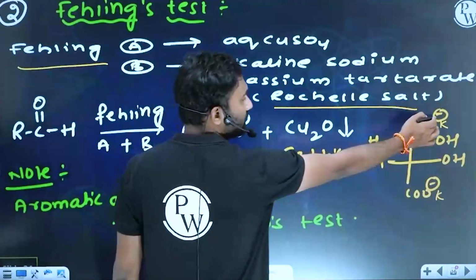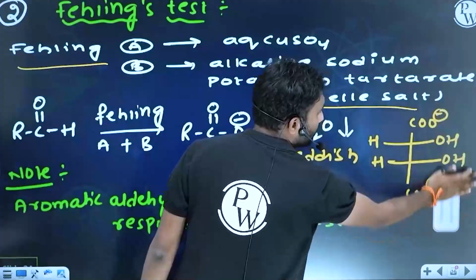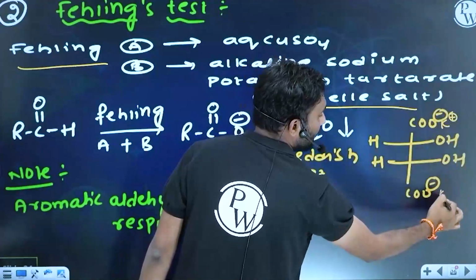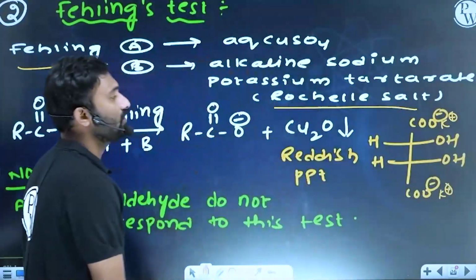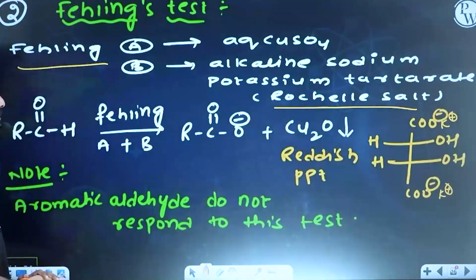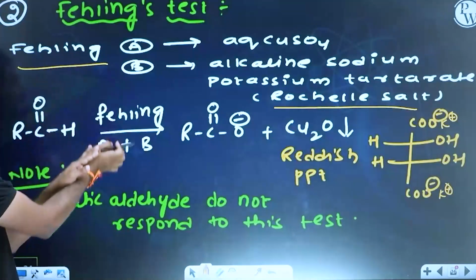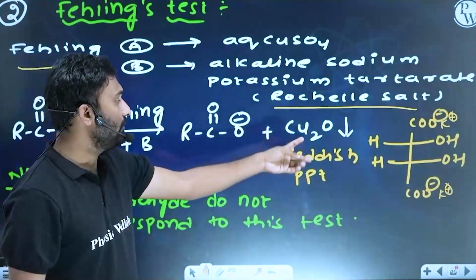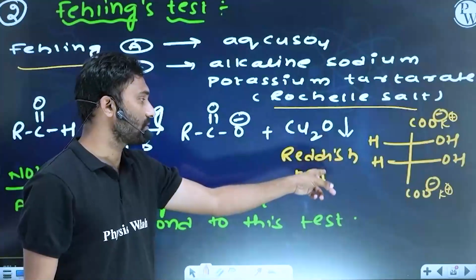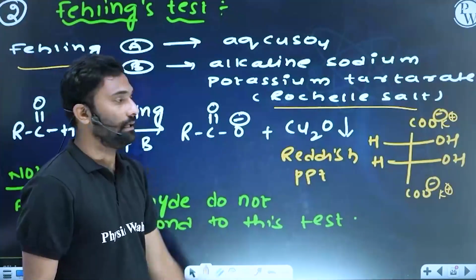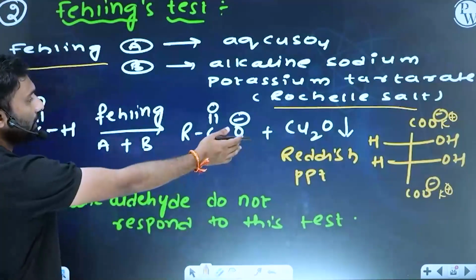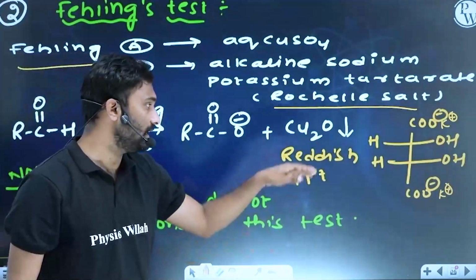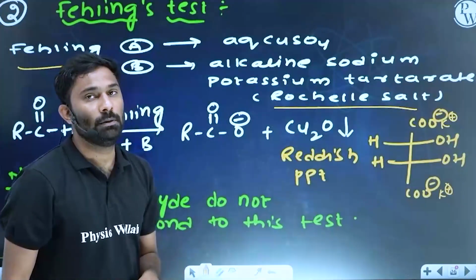If the K is present, if I remove this tartarate and add a K plus, then it will become potassium tartarate. Now if the aldehyde is added to Fehling's A and B, again it will give the anion and reduce it to copper oxide, Cu2O. This is a reddish precipitate. This is the Fehling's test. We will get the reddish precipitate.